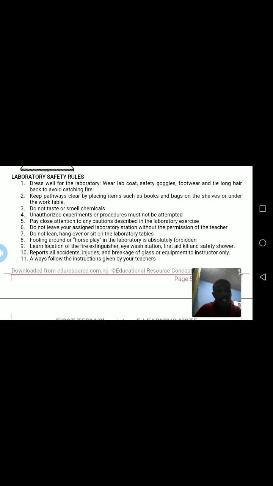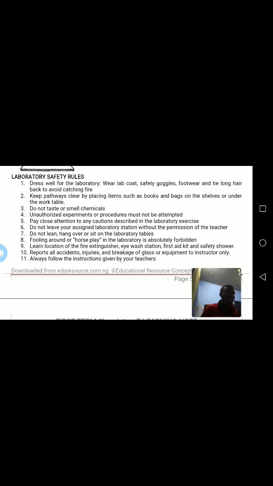Number seven, do not lean, hang over, or sit on the laboratory tables. Those tables may not be strong enough to carry the weight of a human being. So don't sit on them. Don't lean on them. They are meant only for experiments. That is that.